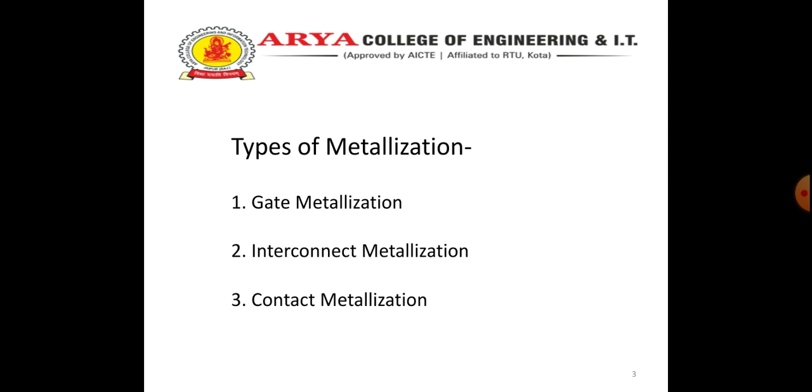Now, types of metallization. Gate metallization. Gate metallization is done in MOSFET. The central region is called the gate. In this region, the substrate silicon is isolated from the metal electrode by an insulating layer, which is generally a thin, thermally grown SiO2 layer.